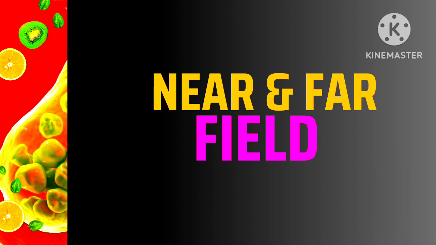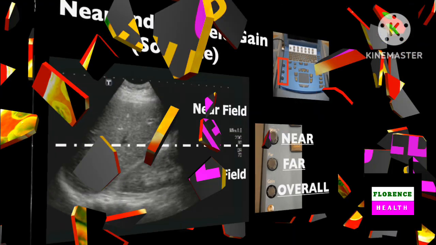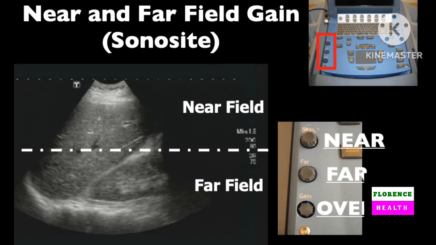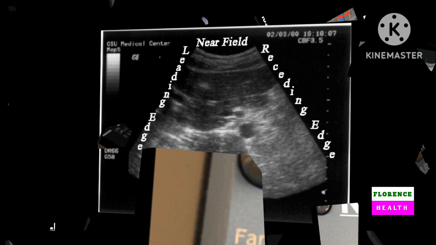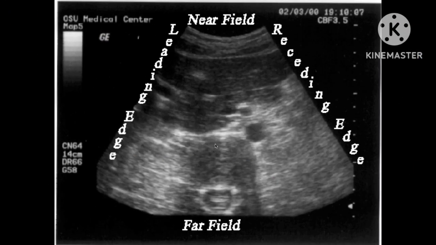Let us discuss it with an example. In the image, probe marker is visible. The part of the image which is close to the probe marker is anterior part or near field, as it is struck first by the beam. The part of the image which is away from the probe marker is posterior part or far field, as it is struck last by the beam.